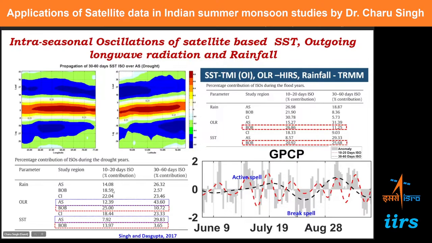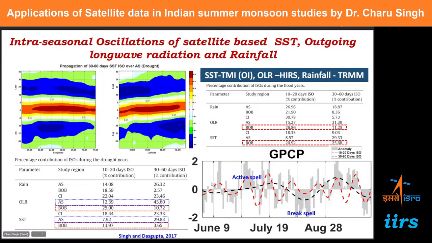And if we just see how much contribution these variabilities give to the overall rainfall variability, we see that the Bay of Bengal region during the drought year gives more contribution from the OLR data set and the sea surface temperature data set to the overall variability of the monsoon season rainfall in this region. So 25% of the variability and also 13% of the variability over the Bay of Bengal region come from the outgoing long wave radiation data and the sea surface temperature data.